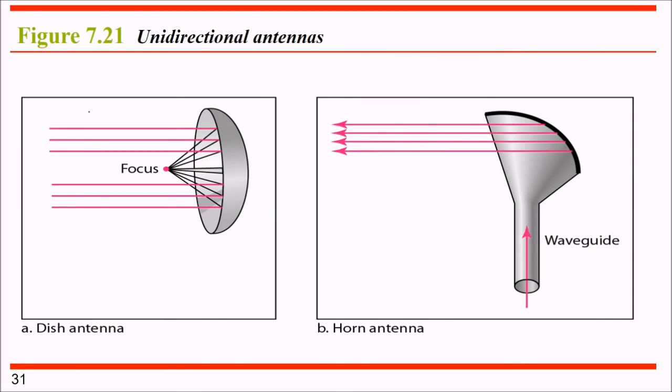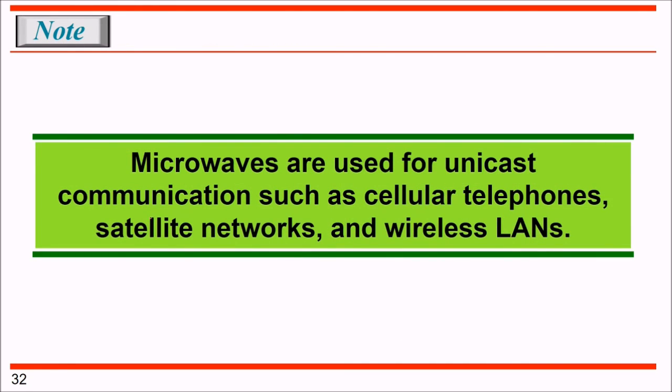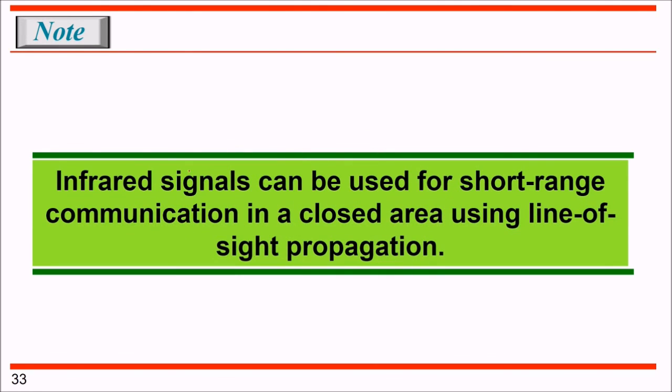These are unidirectional antennas, single directional antennas. For example, you have this dish kind of antenna and this is a horn antenna. These are the waveguides. Microwaves are used for unicast communication such as cellular telephones, satellite networks, and wireless LANs. Infrared signals can be used for short-range communication in a closed area using line of sight propagation.